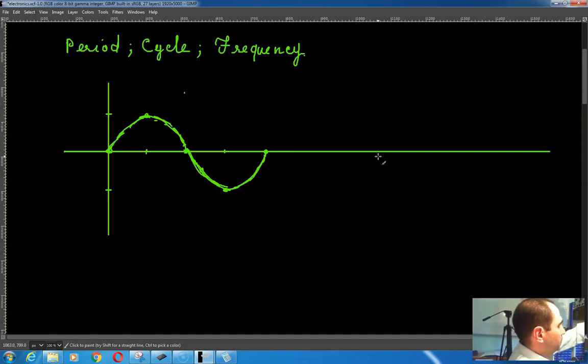I can't see anything properly. Okay. And also this oscilloscope. Okay.